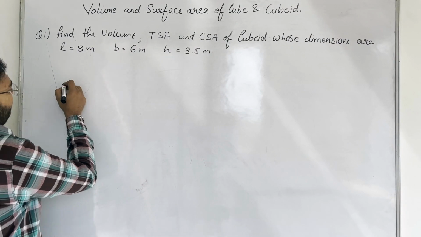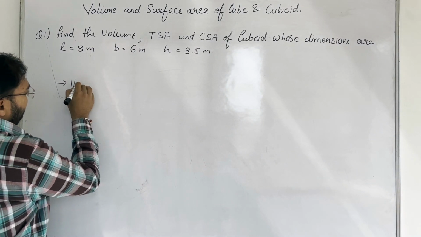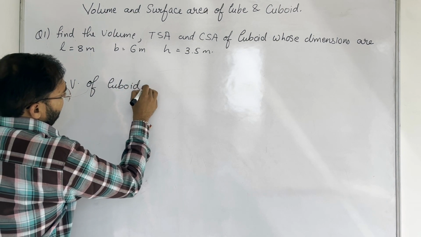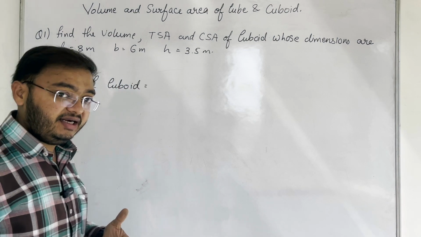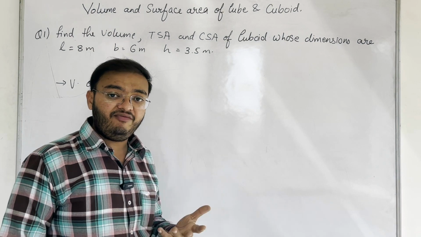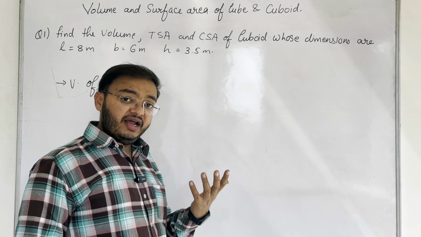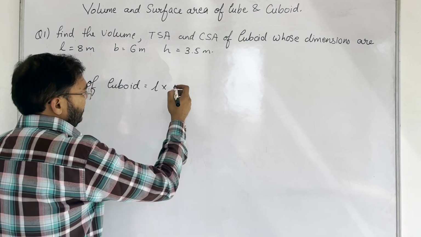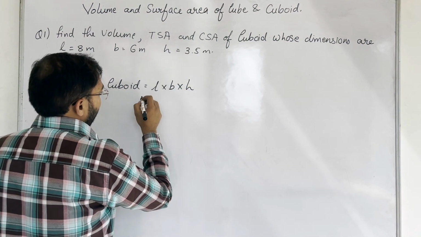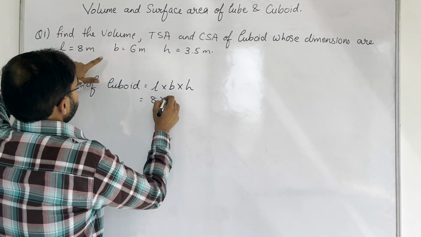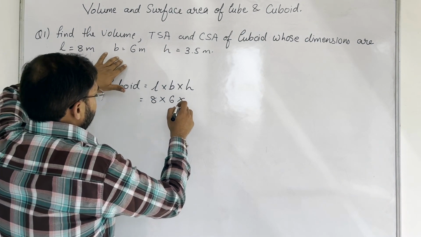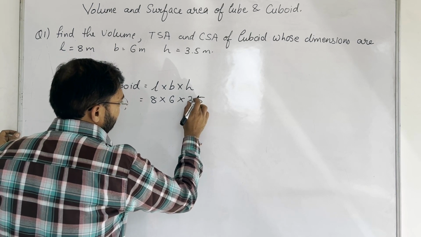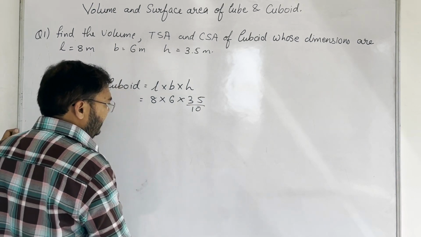So first of all we need to find the volume, so the volume of cuboid is equal to, now what is the volume? As I told that it is generated from rectangle, so the area of rectangle is length into breadth and we are giving height to it. So volume of cuboid equals length into breadth into height. What is my length? 8. What is my breadth? 6. What is my height? 3.5. 3.5 means if I remove the decimal from here, it becomes 35 upon 10.